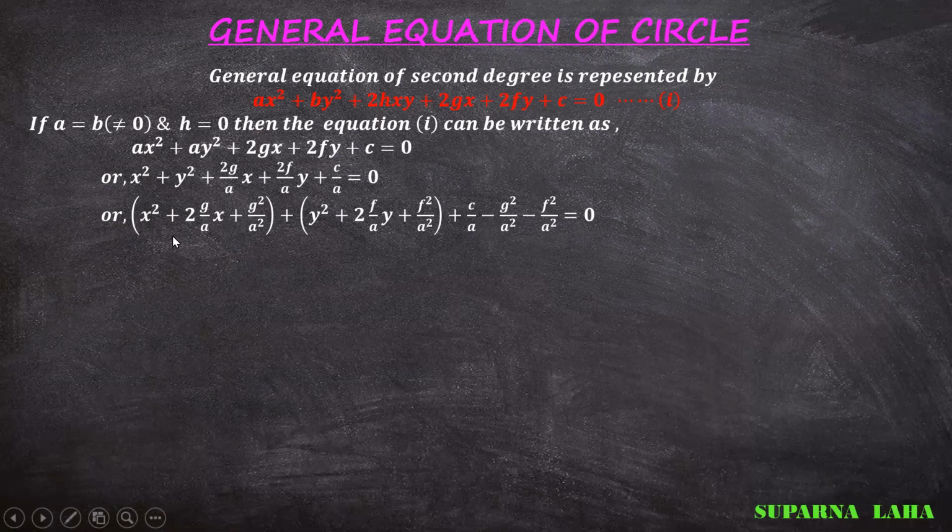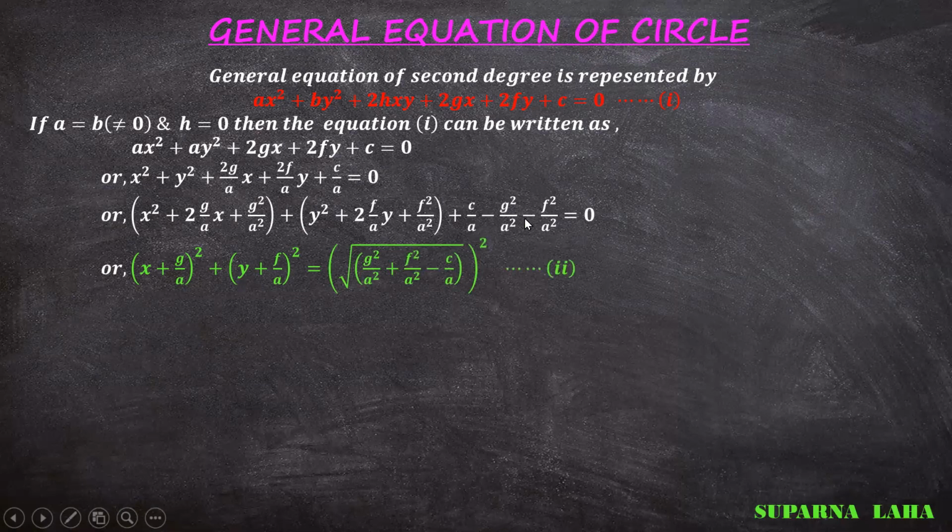So from the first part, look at this part, x square plus 2 into g by a into x plus g square by a square. So it will form the a plus b the whole square formula, a square plus 2ab plus b square. So write it down, x plus g by a the whole square plus y plus f by a the whole square, and then take all the constant terms to your right hand side, take the root and its square. So you will find this ultimate value.